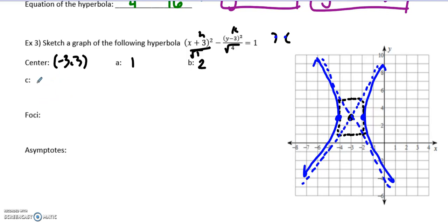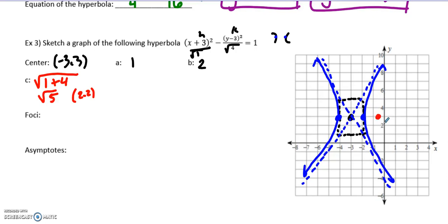I don't know why I chose the 3s. How about the square root of A, which is 1, and B, 2. So 1 plus 4, or the square root of 5. Sorry about that. So the square root of 5, we saw earlier, is still going to be around 2.2. That's around 2.2-ish. So if I travel 1, 2.2, there's the foci.